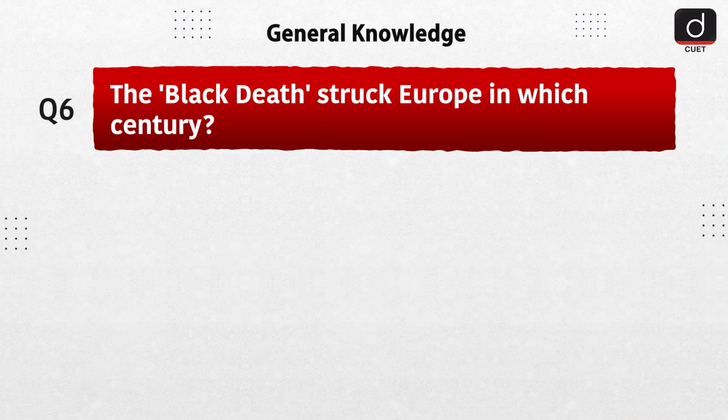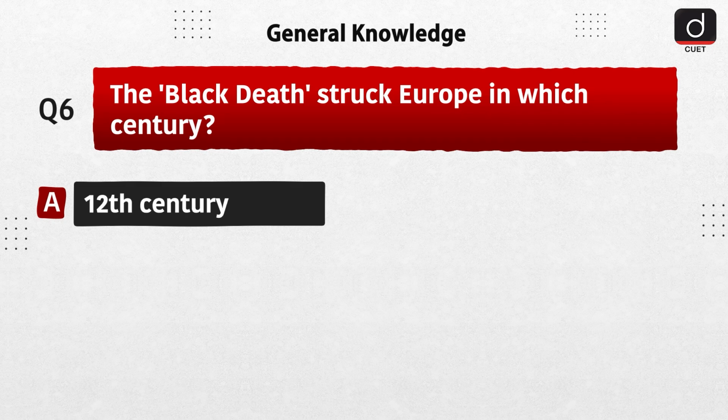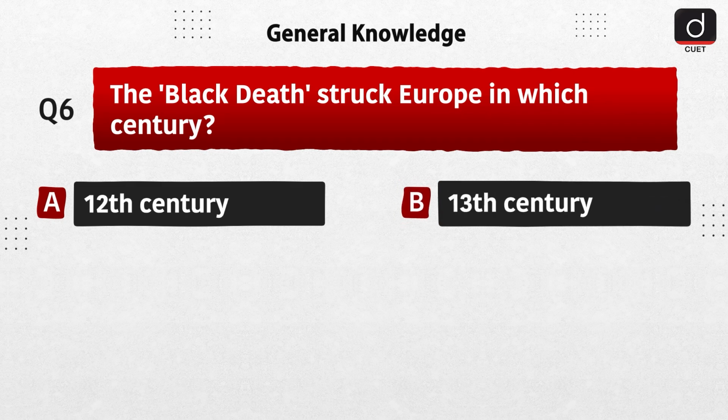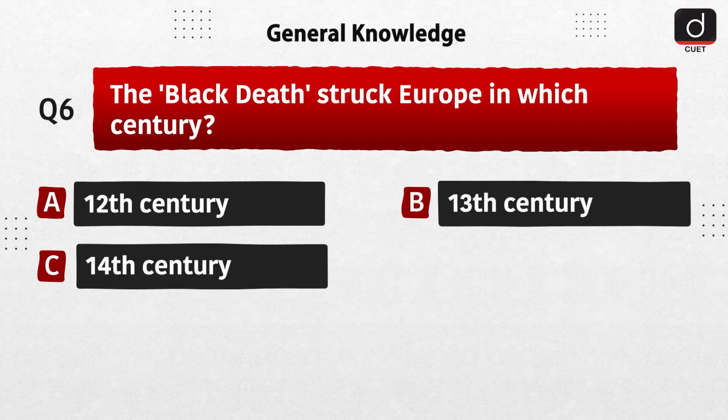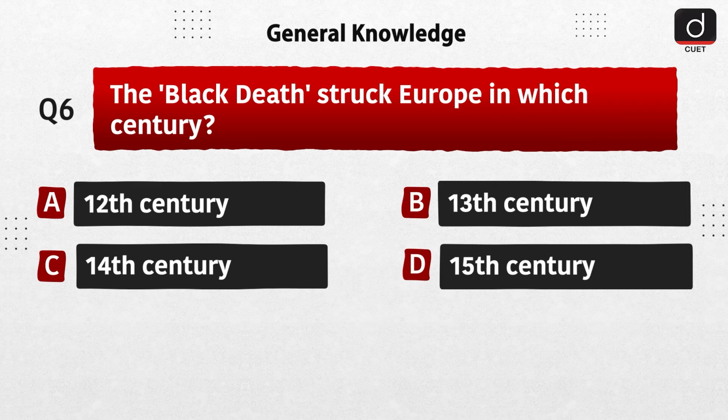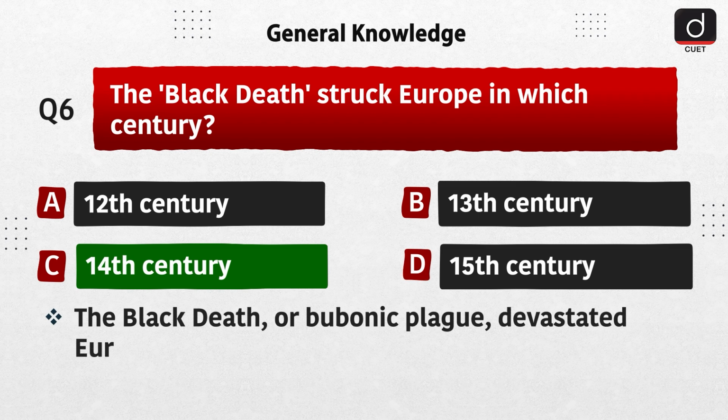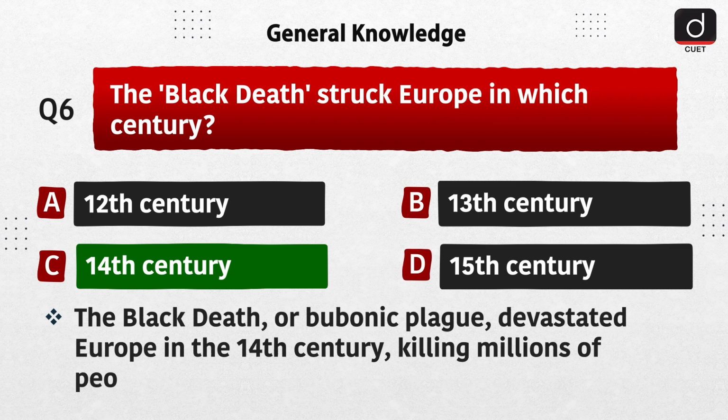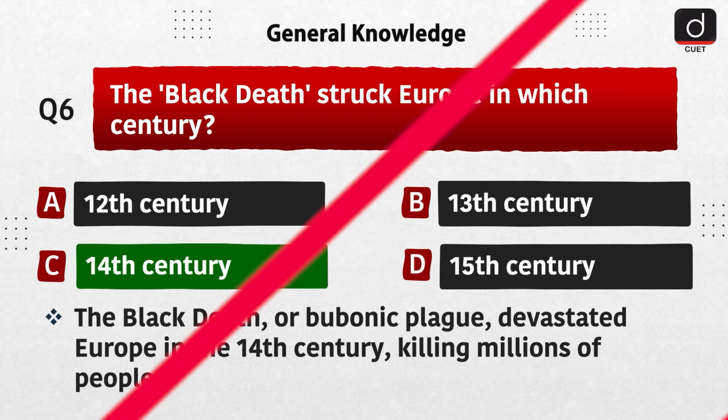Next question is, the Black Death struck Europe in which century? Option A, 12th century. Option B, 13th century. Option C, 14th century. Option D, 15th century. The correct answer is option C, 14th century. The Black Death, or bubonic plague, devastated Europe in the 14th century, killing millions of people.